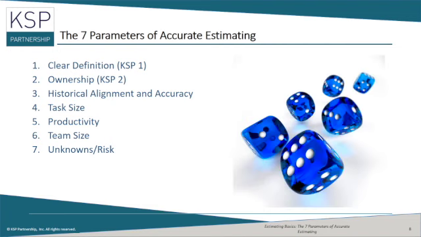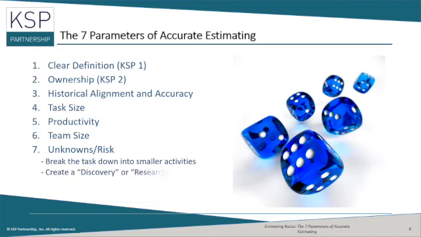Our last parameter is unknowns and risks. As each project is unique, it will contain some unknowns and risks. There are several techniques for overcoming these challenges. First, break the task down into more detailed activities. You'll find the risky areas are actually less than you first thought.